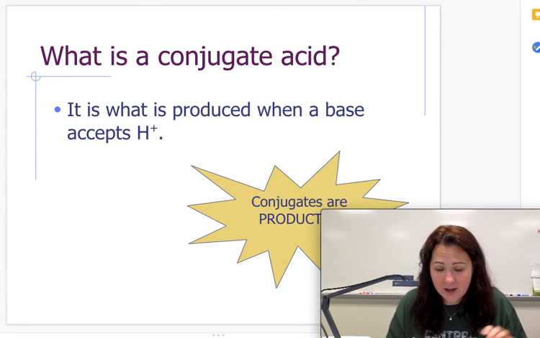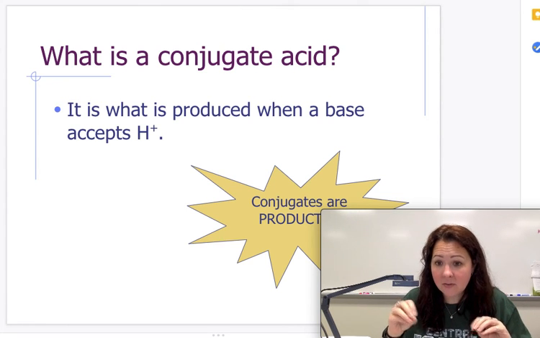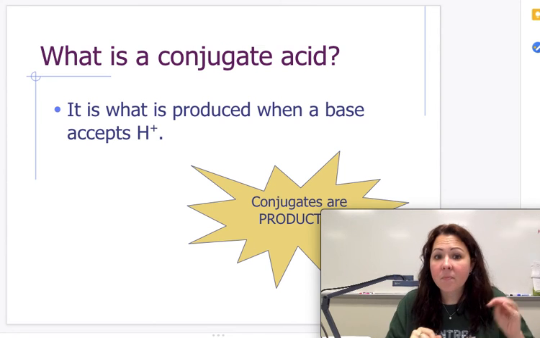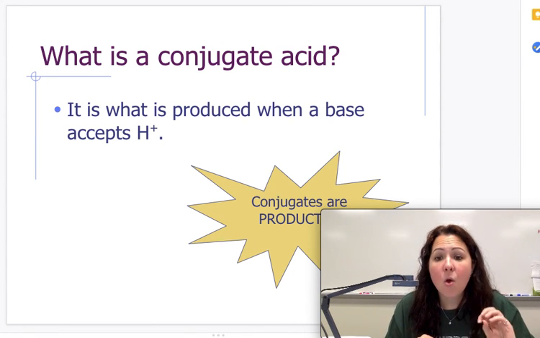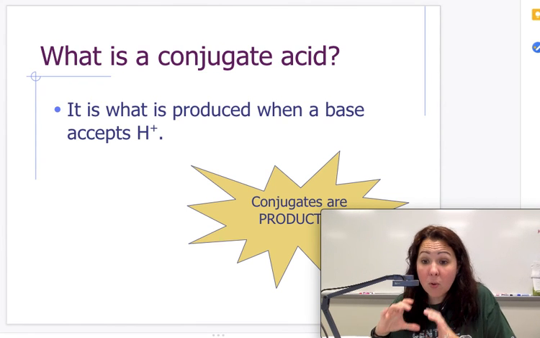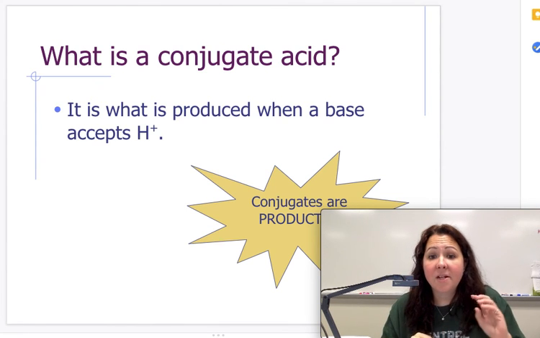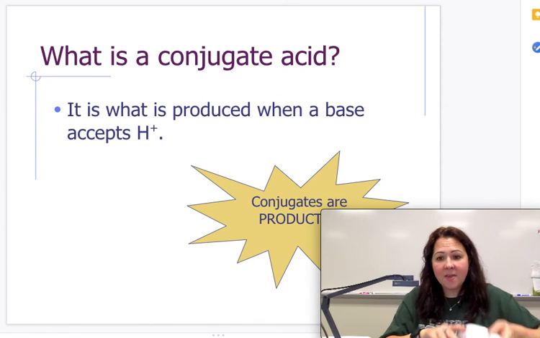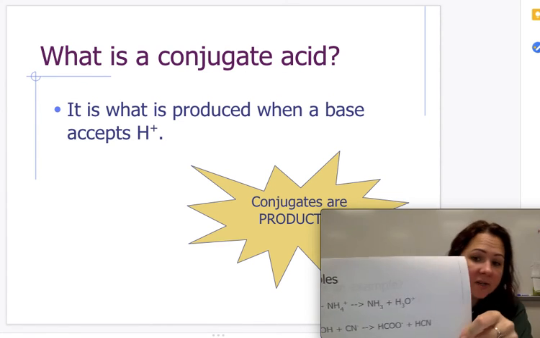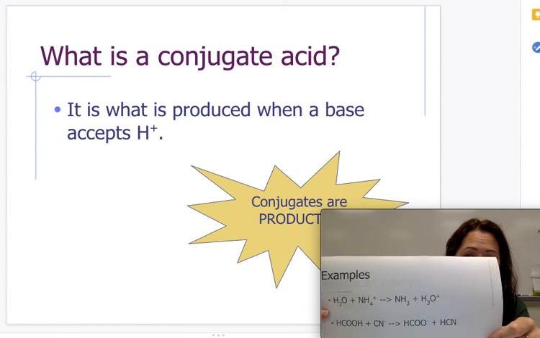So you're going to have an acid and a conjugate, a base and a conjugate. The first conjugate that we're going to look at is called the conjugate acid. With your conjugate acid, these are the products, and it's what's produced when that base accepts the hydrogen. So in the examples that we're going to look at, you're going to see the before picture and you're going to have the after picture.